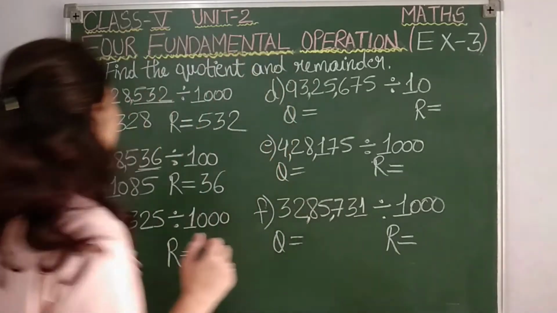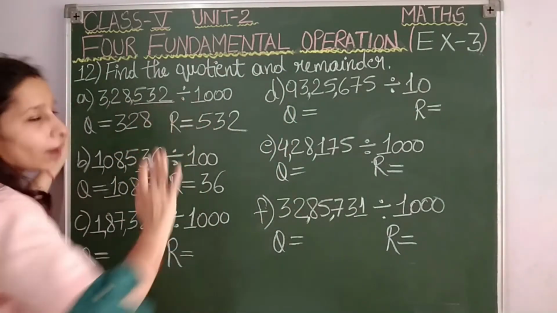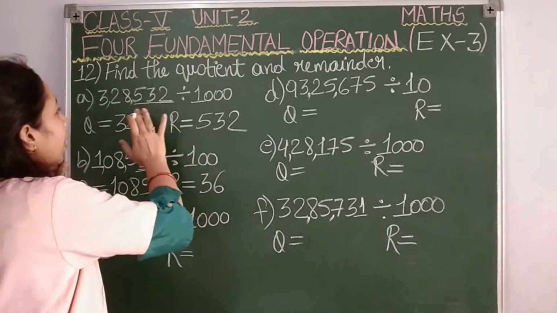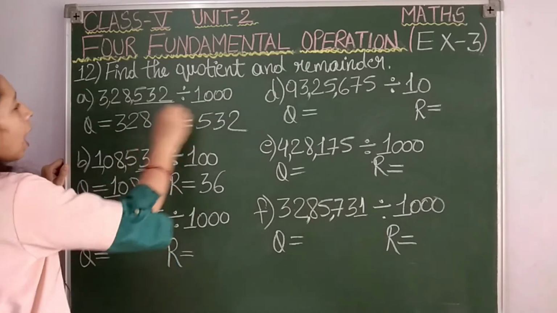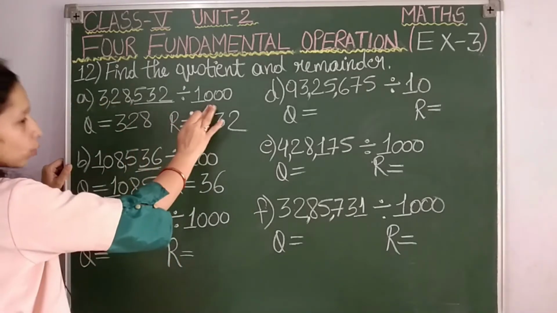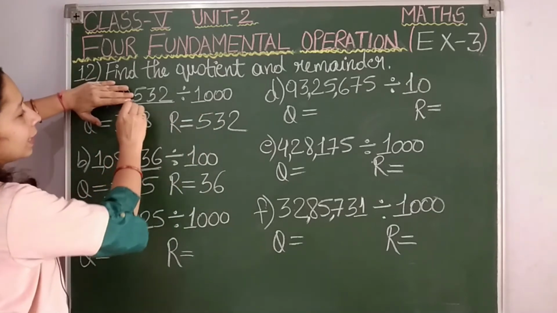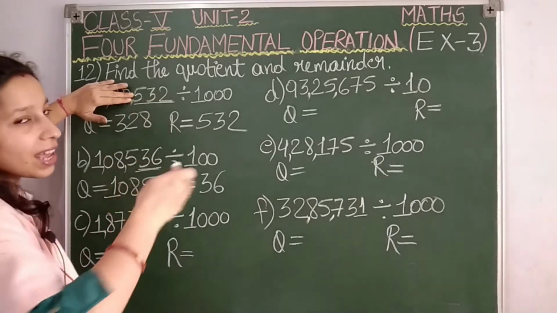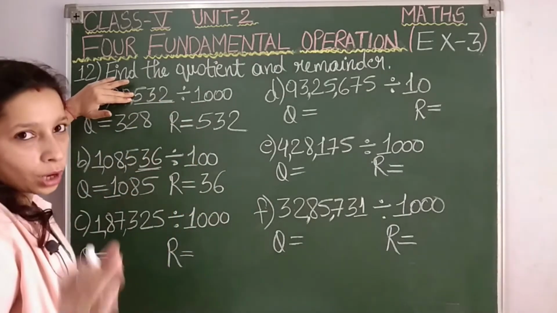So let us understand students. 3,28,532 divided by 1000. See students, when you divide this given number with 1000, just read the number again. How many thousands you can take out from this number, it will be clear. 1000 is there, na? So 3,28,000. Then what is the rest of the digits? 532. And 532 surely will not come in the table of 1000.